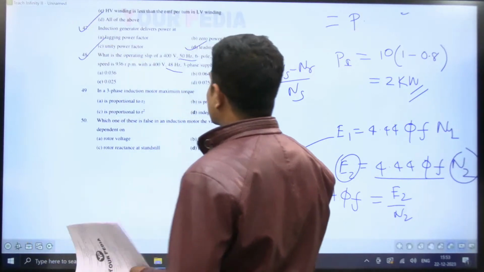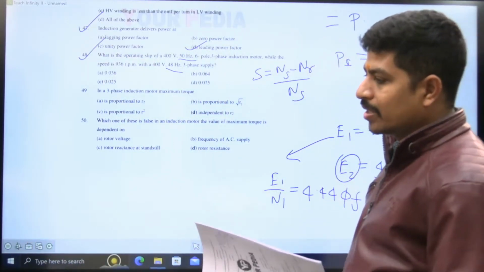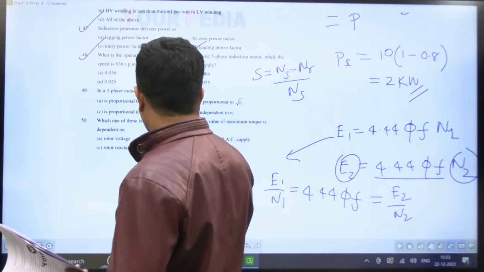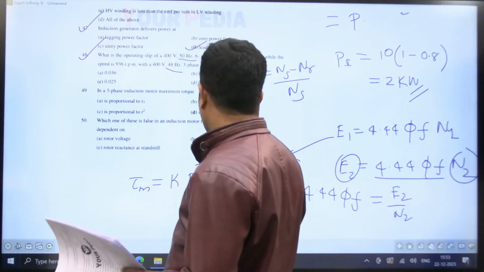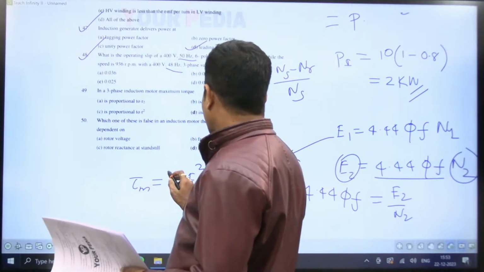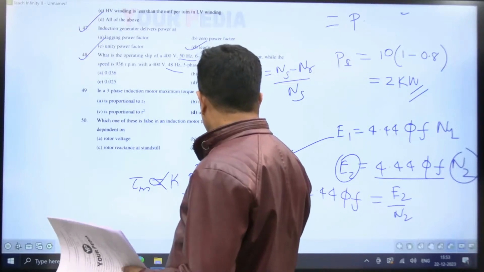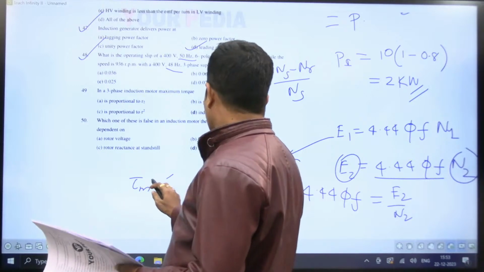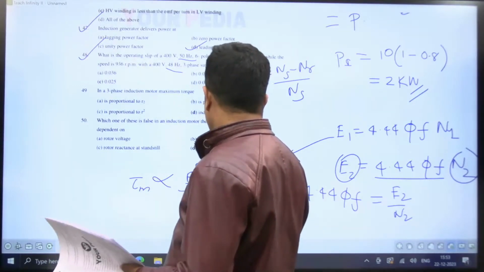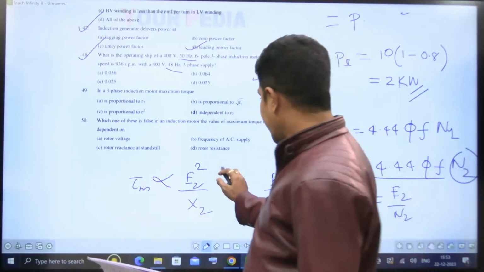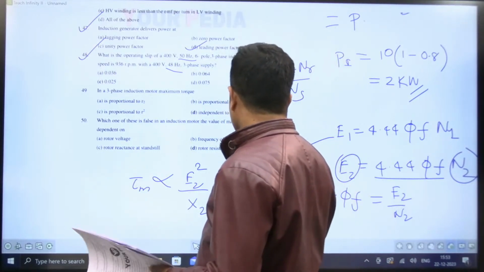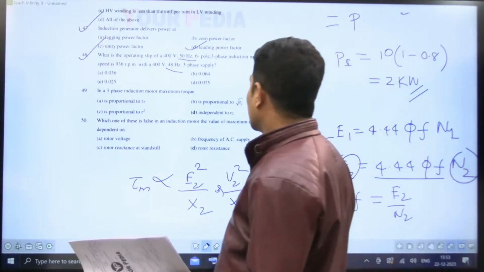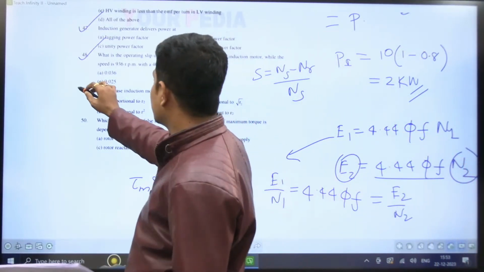48 is also done. For the 3-phase induction motor, what is the maximum torque formula? Maximum torque is equal to some K into E2 square by X2, where E2 means induced EMF in the secondary, or this can be written as V2 square by X2. Is there any resistance in the formula? No. So it is independent of resistance.